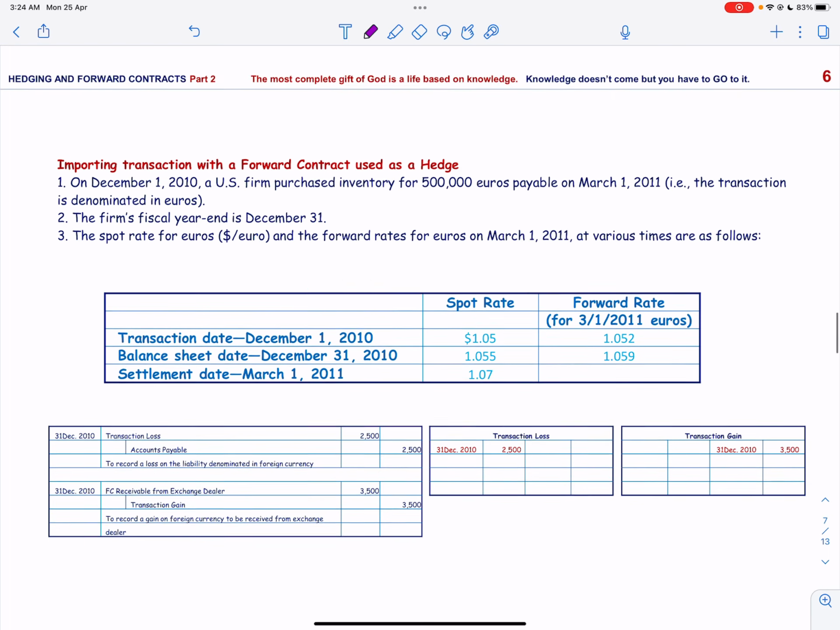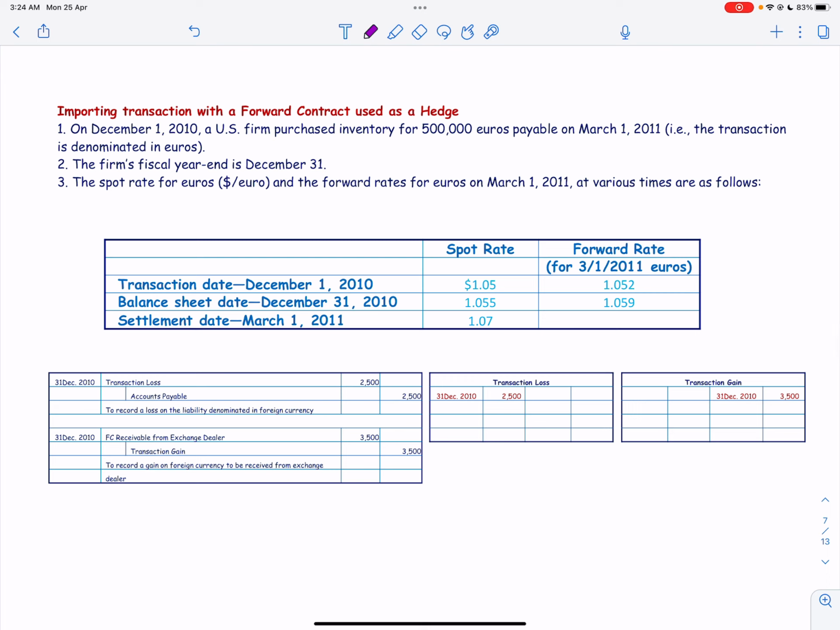Now on December 31, the balance sheet date, the spot rate increases from 1.05 to 1.055. That means there is an increase of 0.005, and times 500,000 will give us a loss of 2,500. Now this is a loss because there is a payable and our payable increases by this amount. So transaction loss is debit and accounts payable is credit.